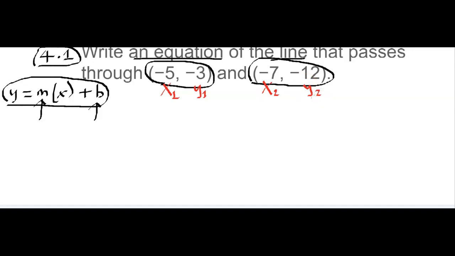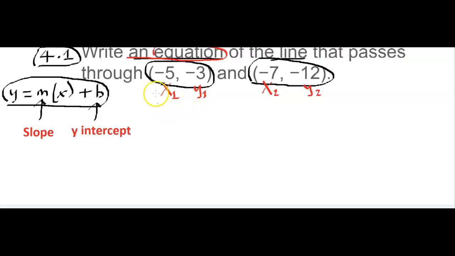Remember there is a line that passes through these 2 points, and they want you to write the equation for this line. For chapter 4.1, we are talking about slope-intercept form, which is y equals mx plus b. In order for us to write the equation of a line, there are two things that we need. We need the slope, which is the m, and we need the y-intercept, and that is the b term. That's what the b stands for. So we have to find the slope and the y-intercept.